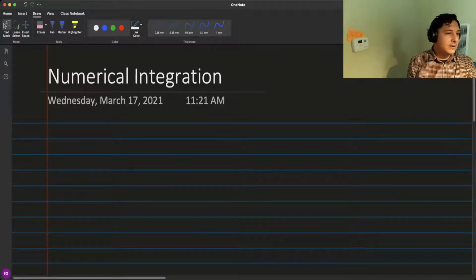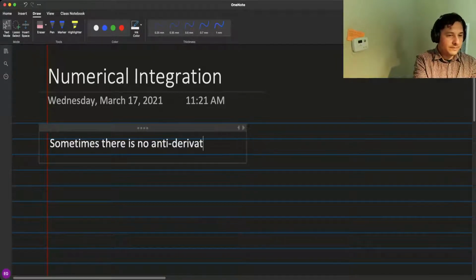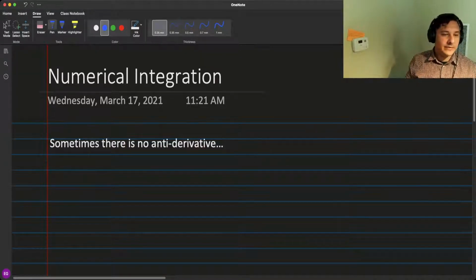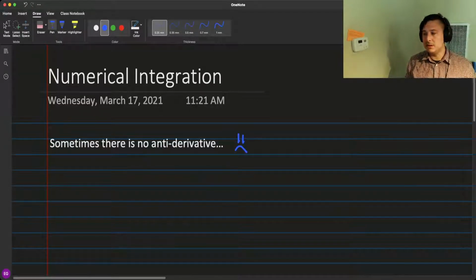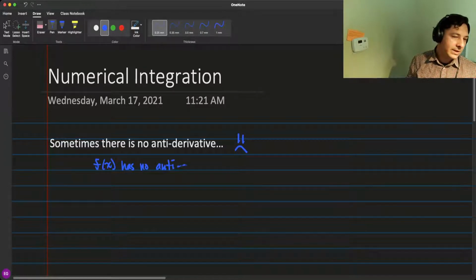Numerical integration is important because sometimes there is no antiderivative. There exist functions which have no antiderivative. Literally. It's not like you're not trying hard enough. There just is no antiderivative for this function. So let's say that f of x has no antiderivative. And this actually happens quite often in physics and engineering.